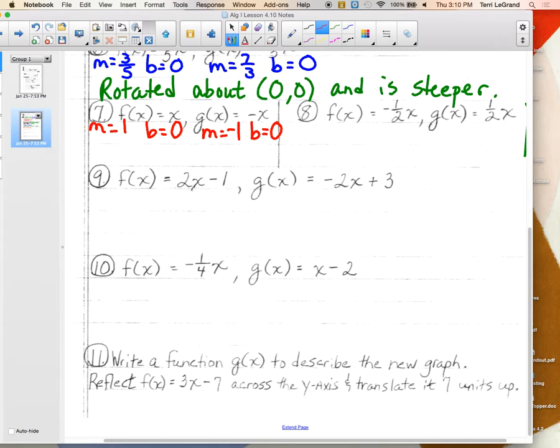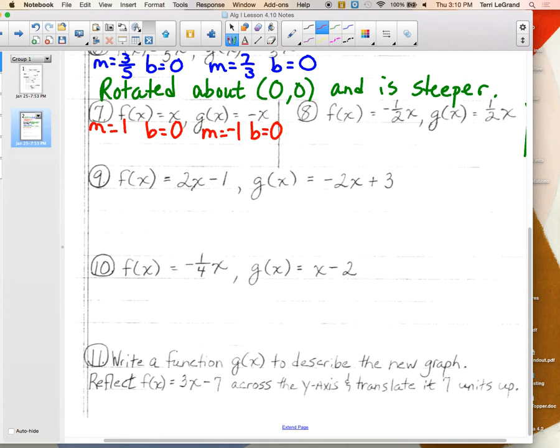Okay. Did it translate? Did it slide? No. We know it didn't slide because why? Why did it not translate? It does have something to do with the y-intercept though. They haven't changed. They're the same. The y-intercept didn't change. It did not move to a different location. So there was no slide that went on.